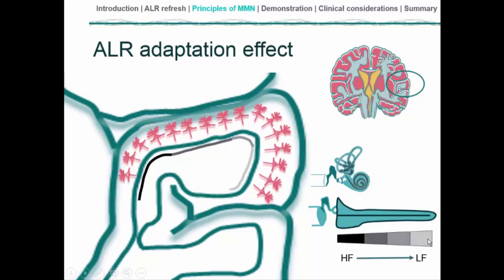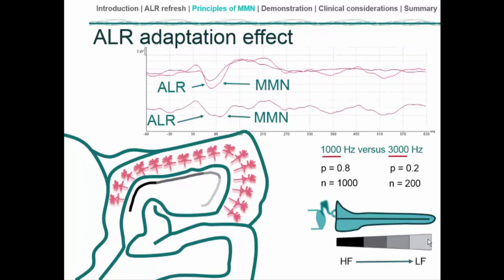So what of the ALR adaptation effect, and how is this relevant? Well, first of all, let's take the first example that I showed on the previous set of traces, and that was the ALR and the MMN to a standard-deviant difference that was very large. This was a standard of 1000 Hz and a deviant of 3000 Hz. Because the difference was very large, the discrimination effect is relatively easy, and so we see a very early MMN, and this MMN overlaps with the ALR itself, but we also saw a big difference in the ALR between the standard and the deviant.